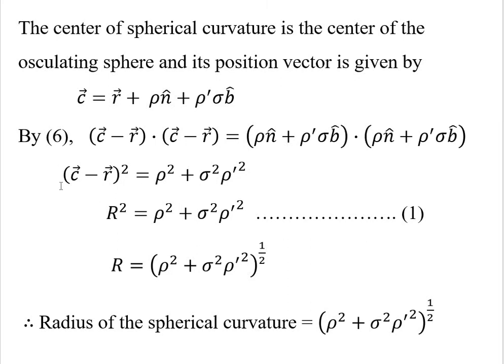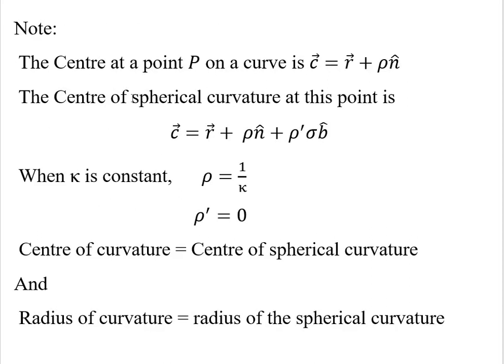This we already know by the equation of the sphere is r square. So r square equals rho square plus sigma square rho dash square, that is r equal to (rho square plus sigma square rho dash square) whole power 1 by 2, which is the radius of the spherical curvature. The center at a point P on the curve is C vector equal to R vector plus rho n cap plus rho dash sigma b.